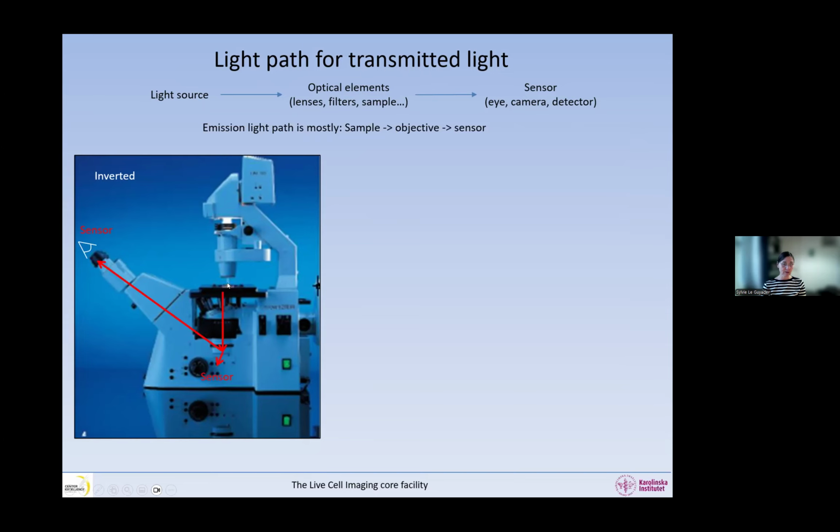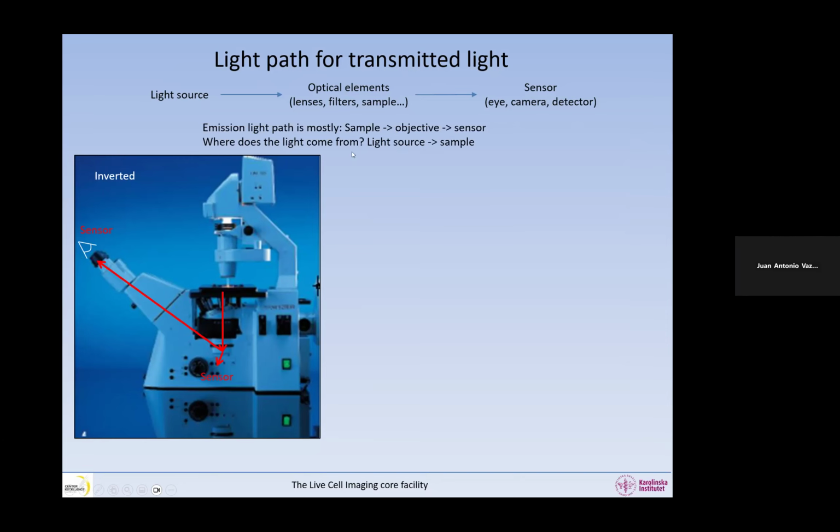So this is what we have. The sample is here on the stage. The light goes through the objective, and then it goes through maybe some filters here. And then we go to either the sensor, which would be here. Currently, there is no sensor here. There would be a camera sticking out, or to another sensor, which is the eyes.